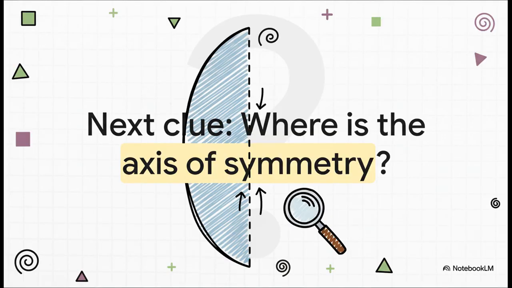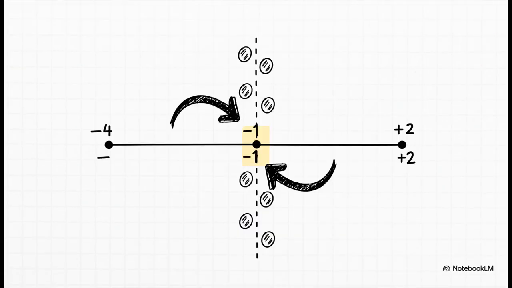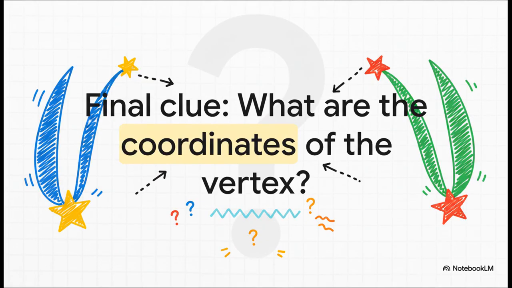Okay, so every single parabola has this perfect center line, a line of symmetry, kind of like a mirror line, where one side perfectly reflects the other. So where is it for our equation? And the really cool part, it's always smack dab in the middle of those two x-intercepts we just found. So the midpoint between -4 and +2 is the line x equals -1. That's our center line.